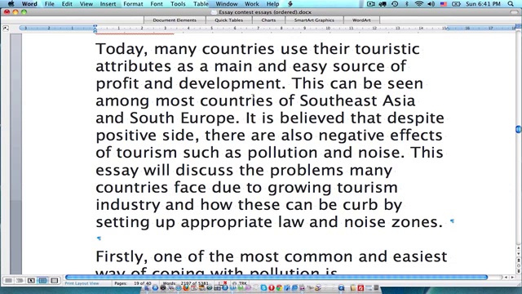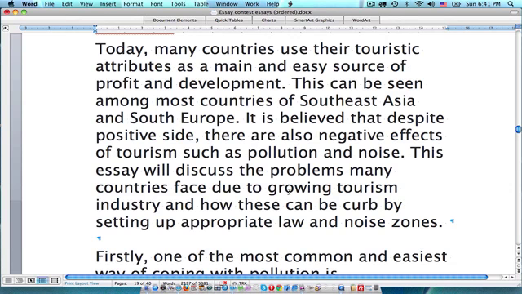"This can be seen among most countries of Southeast Asia and South Europe. It is believed that despite the positive side", an article should be here, and then down here, "due to the growing tourism industry", and then I'm just noting here when I look at my notes, it's throughout your entire essay. This issue is present. Missing articles in many places. Also, please watch your plurals. There are several areas where words should be written as plurals. Okay.